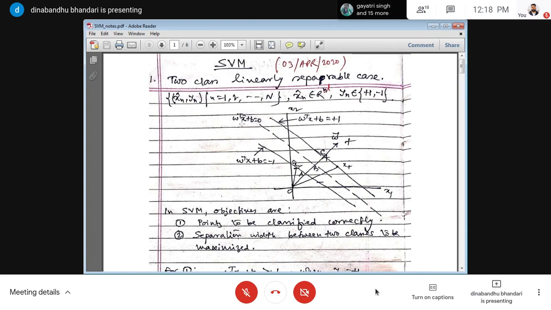Now, whenever you get an unknown point x star, what do you do? You put it here. Find out the value of W transpose x star plus b. If it is greater than 0, we can classify x star as in the positive class. Otherwise, it is in the negative class. Okay? So, this is the support vector machine for linearly separable data for 2 classes.